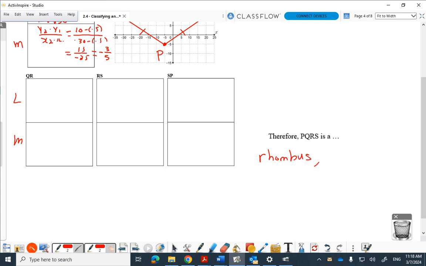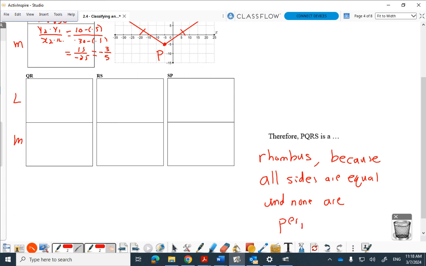Now, if the question says justify, then you've got to explain here. You don't get all the marks unless you explain, because all sides are equal, and none are perpendicular.